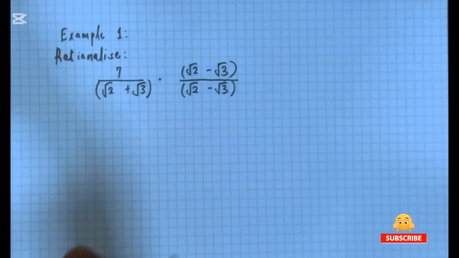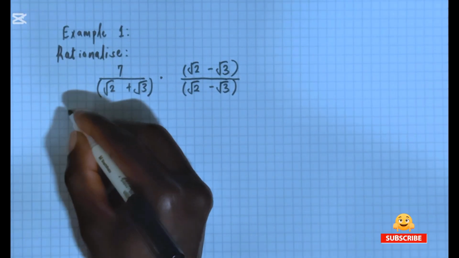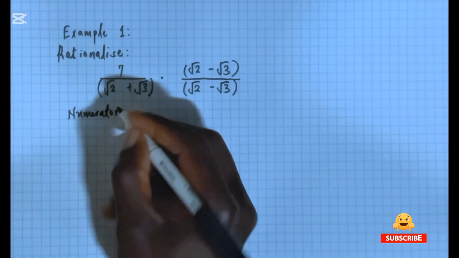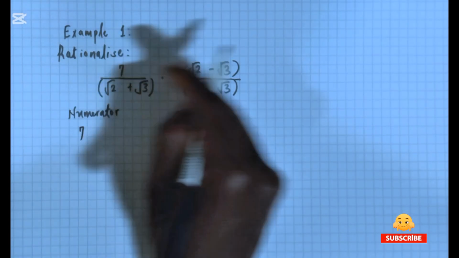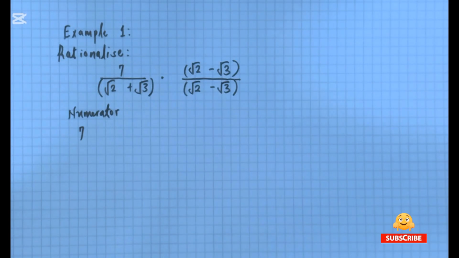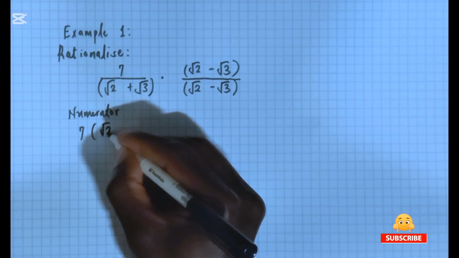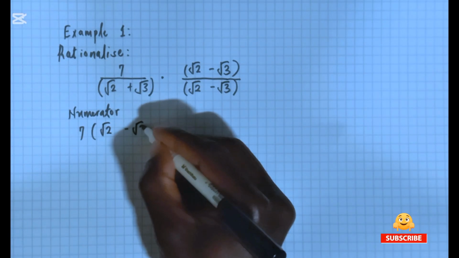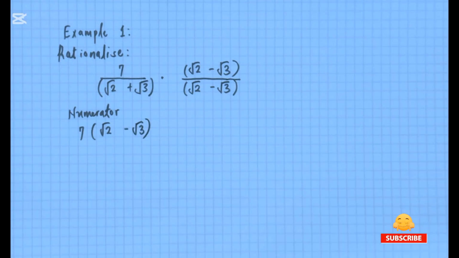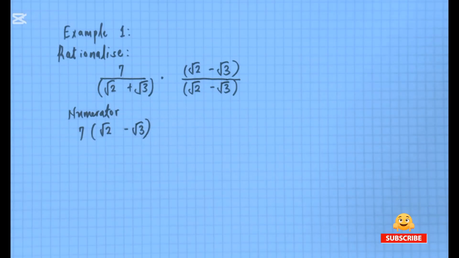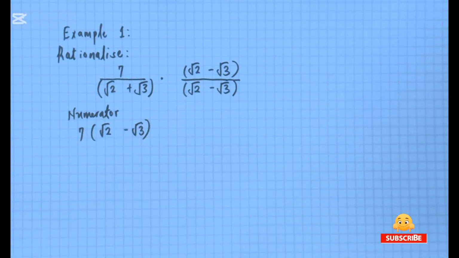So let us first look at the numerator. In the numerator, we are going to have 7 multiplying our conjugate, and that's going to be 7 into the surd of 2 minus the surd of 3. Awesome. I don't see a need for us to expand this bracket. We can just leave it at that. There is no need.